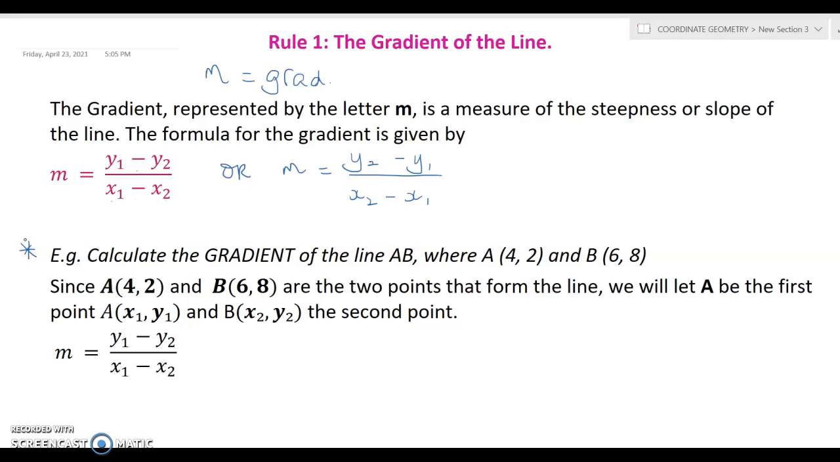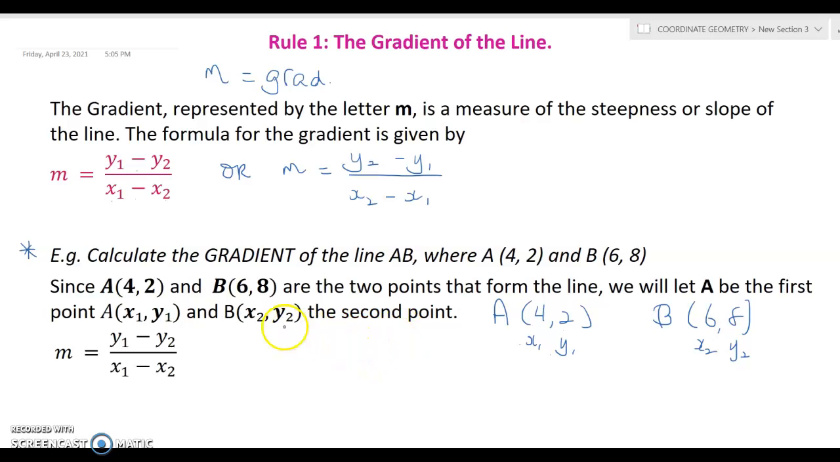The example says calculate the gradient of the line AB, where A is 4, 2 and B is 6, 8. So now, I'm going to write it here. So point A is 4, 2, and point B is 6, 8. So label each point now, each of the coordinates now. So point A, the 4 will be, let's label it x1, and then the 2 will be y1. And then for B, the 6 is x2 and the y2 is 8. So x1, y1, x2, y2. Remember, x always comes first, right?